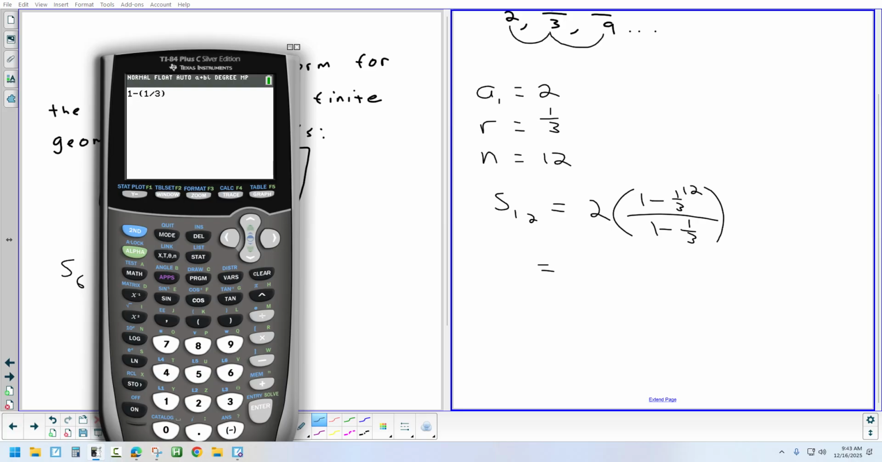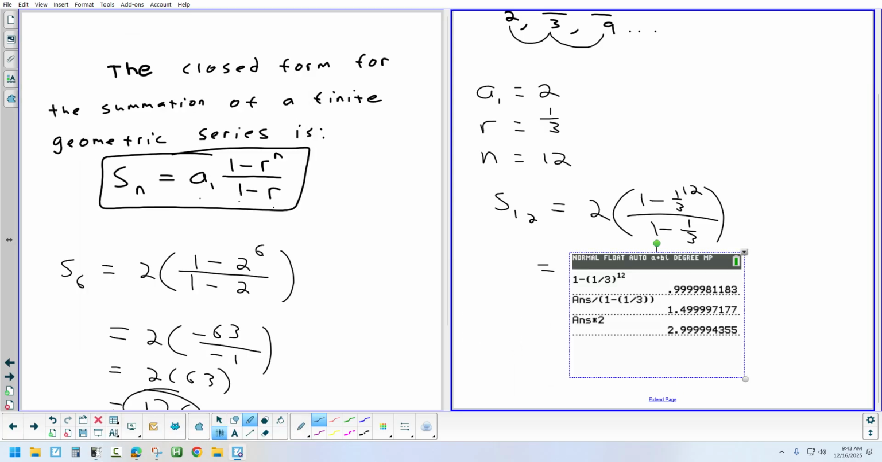1 minus 1/3 to the 12th. That's the numerator. And then we're going to divide that by 1 minus 1/3. That's the denominator. And then what's the last thing I have to do? Times it by 2. So if you add up the first 12 terms in this sequence, it's getting extremely close to what number? It's getting very close to 3.